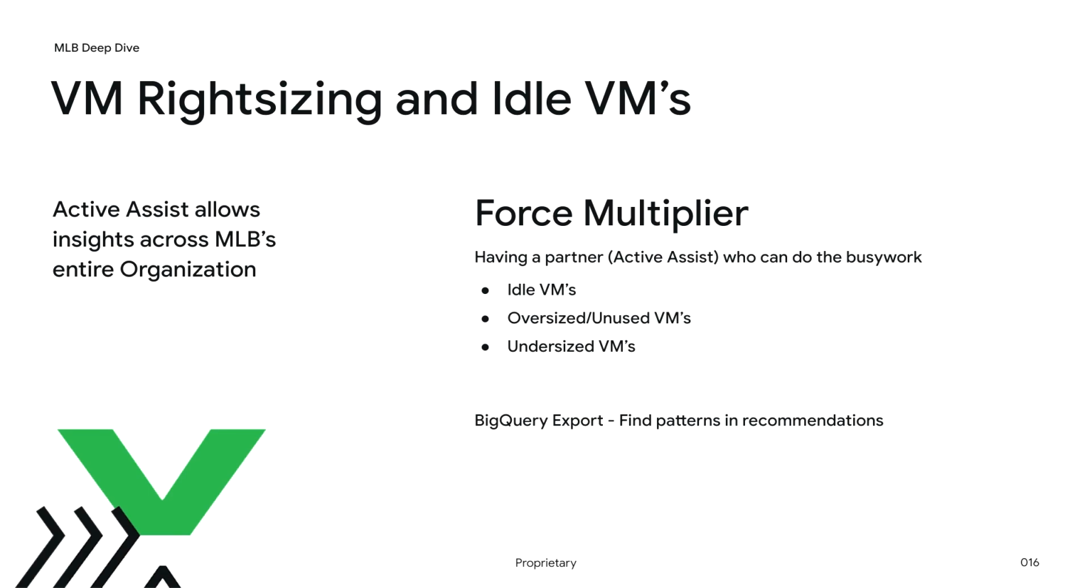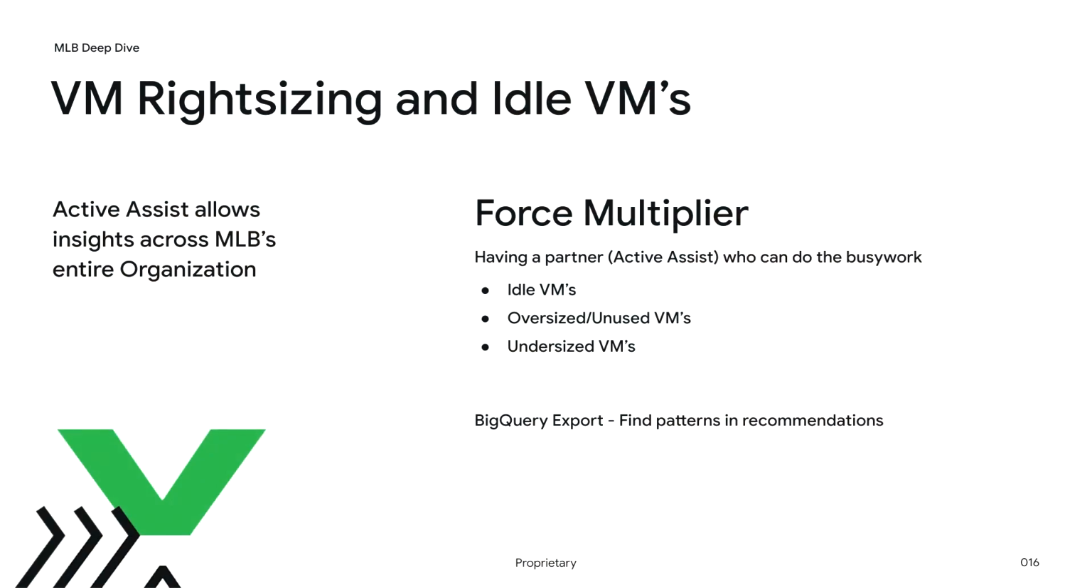VM right-sizing and idle VMs is my first topic. Active Assist allows insights across MLB's entire organization. As I said before, it helps with those simple tasks, going through everything and being able to just pop open a window, take a look at what's going on, do that every couple of days. Or if you're excitable, you can use the API, which is also a very cool feature, by the way. Also, configurable idle detection, now with GKE support.